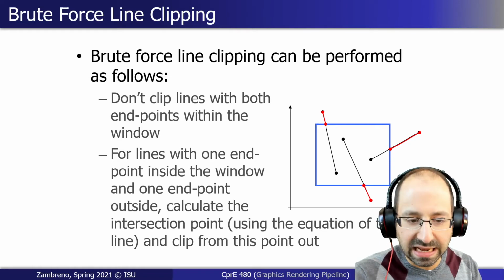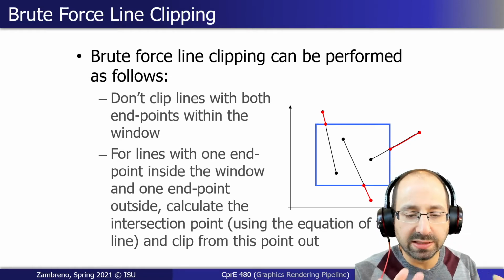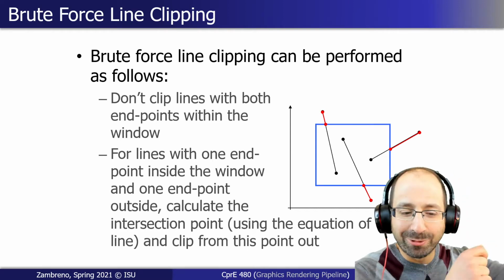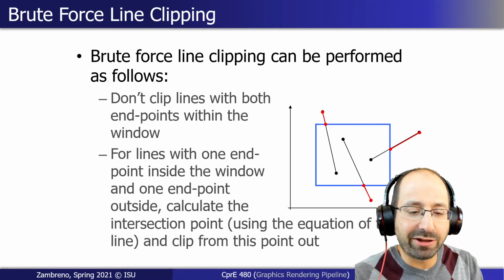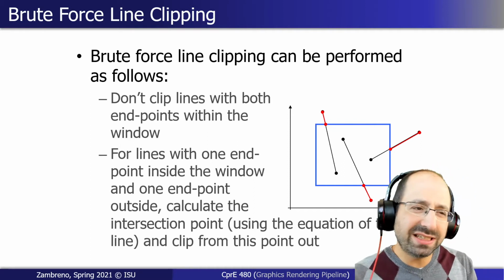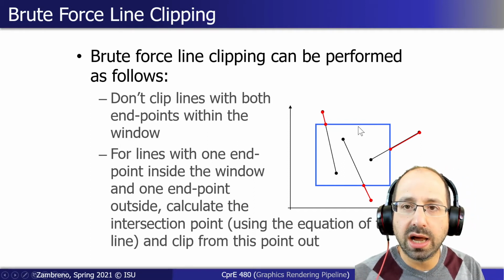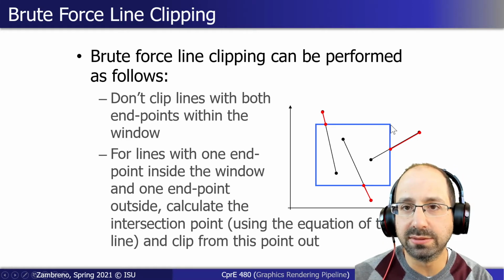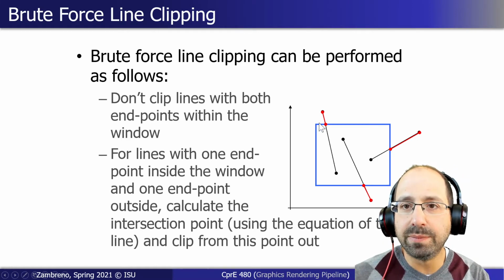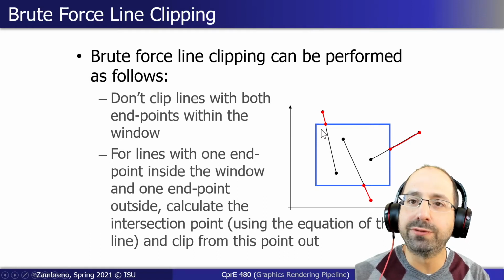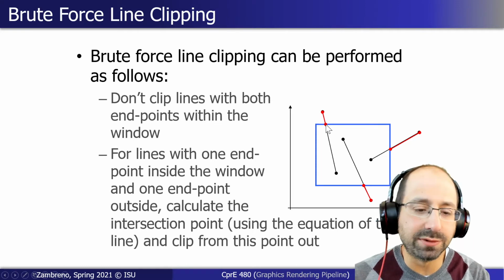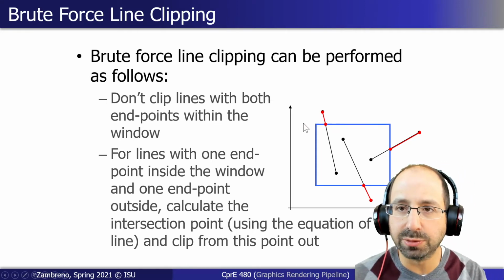For those lines that have one endpoint inside the window and one outside the window, we could just calculate the intersection point, which is not that hard to do, because calculating the intersection of any two arbitrary lines requires some division potentially. But when you're clipping against, in this case, horizontal or vertical lines, where it's just a constant, it's a relatively straightforward thing. So that's one such approach.